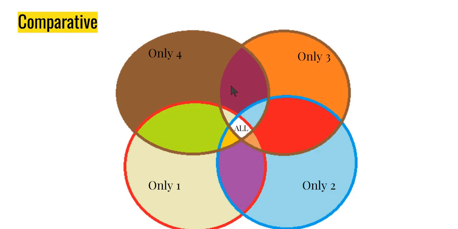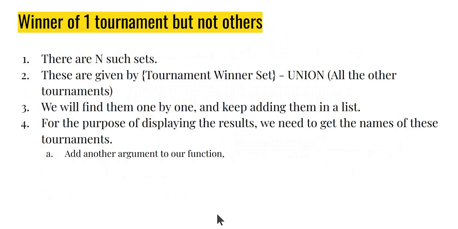Now, you might wonder that, the way it's drawn here, for example, 3 is completely contained inside 0, inside 2 and 4, but that's just this particular diagram. In general, I'm going to have to do a union of all these three and subtract it from the original set. In fact, this leads me to the general rule: I'm going to find the difference between the tournament winner set minus the union of all the other tournaments. Now we'll keep finding this one by one and keep adding them in the list of sets.